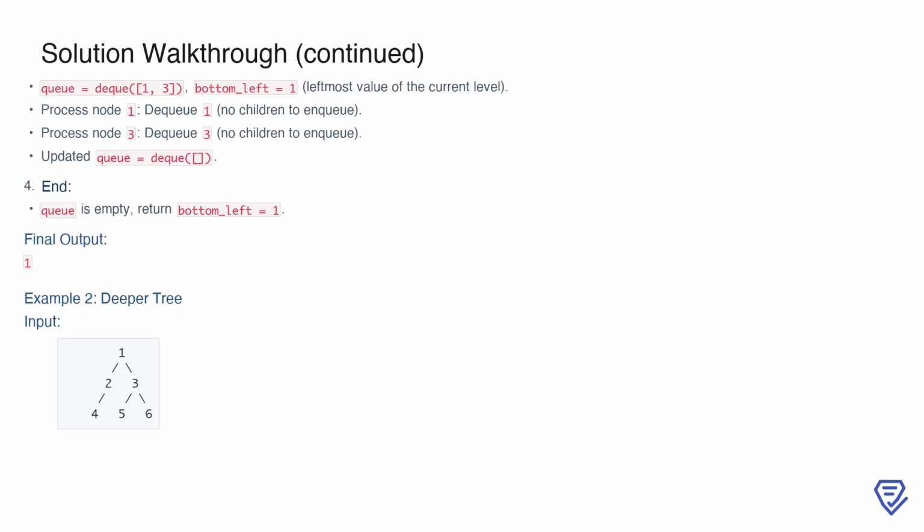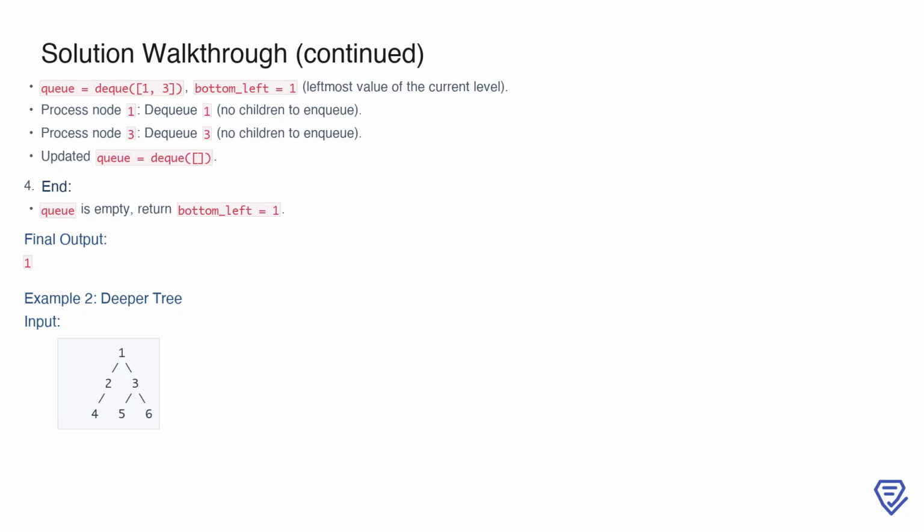On the first level, the queue contains only the root node, so we set bottom_left to 1. After processing the root, we enqueue its left child, 2, and its right child, 3. The queue now contains nodes 2 and 3. On the second level, we update bottom_left to 2, the leftmost value at this level.